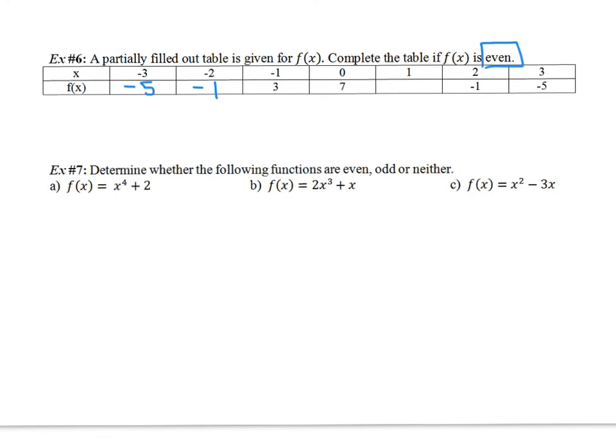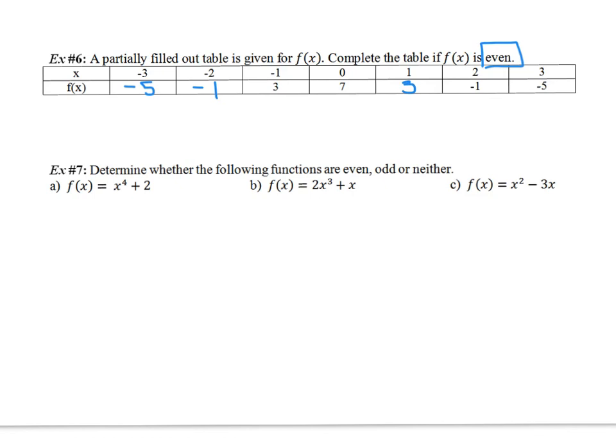Lastly, when I have the input of negative 1, the output was 3. Change the input to its opposite, but the output remains the same. So filling out the table, I know that this should be the complete table for f of x.